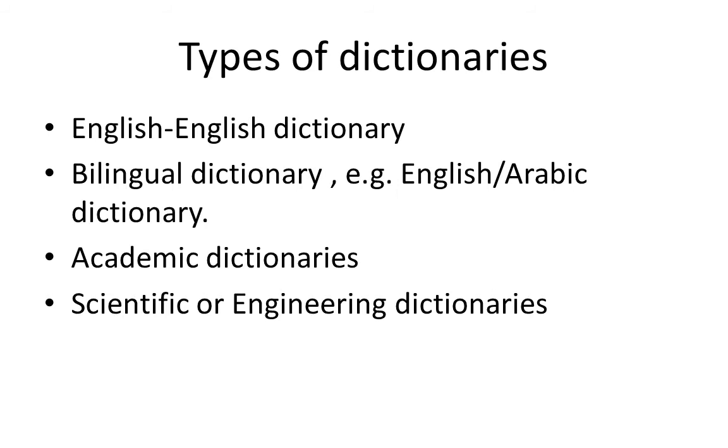The bilingual dictionary is important again to know the meaning of a word in English. If we have a word in Arabic, in our language, and we are looking for its meaning in English, it is important to use an Arabic-English dictionary. English-Arabic is also important.